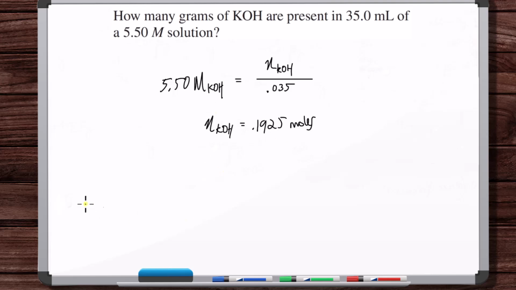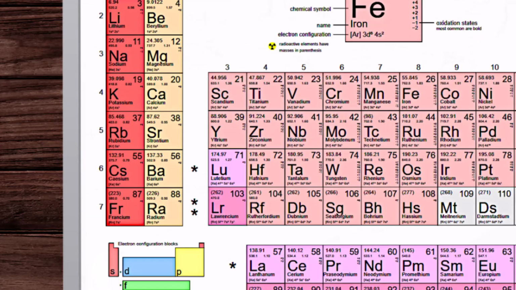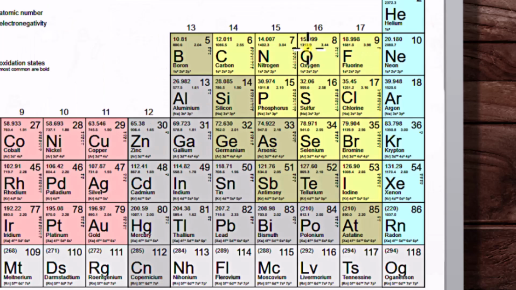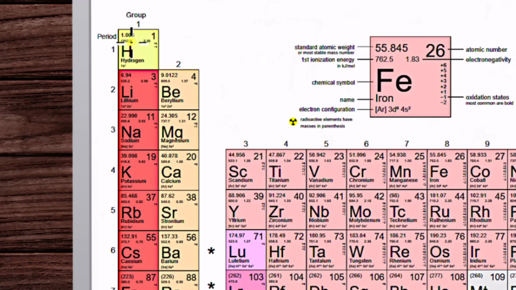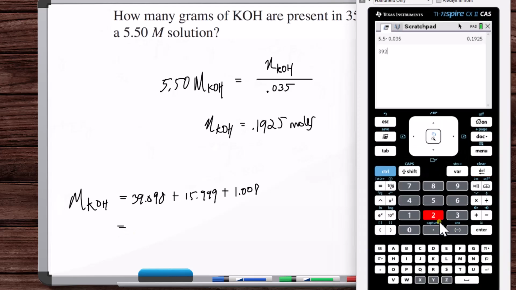So, okay. But they're asking, how many grams is this? Well, that's easy. What's the molar mass of potassium hydroxide? Okay, atomic weight of potassium is 39.098. Oxygen is 15.999. And hydrogen is 1.008.